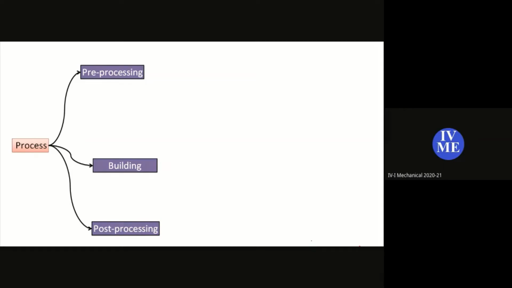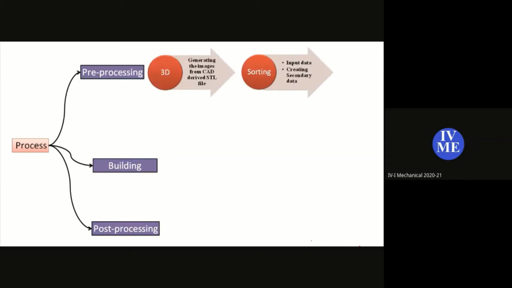Pre-processing means we first need a 3D CAD data file for the further process. To proceed further, we first need a 3D CAD data file; that is the pre-processing step. First we need a 3D file, generating the images from the CAD file, derived from the STL file. STL stands for Standard Triangular Language or Standard Tessellation Language.